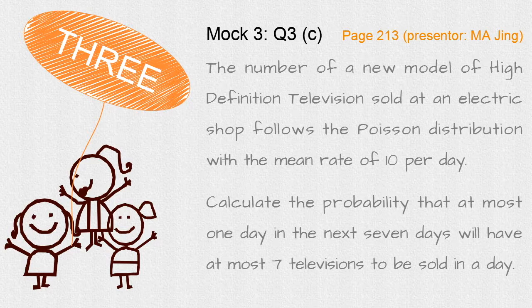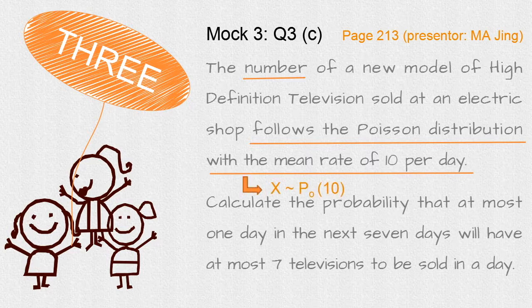The number of a new model of high-definition television sold in electric shops follows the Poisson distribution with a mean rate of 10 per day. In order to solve this question, we first need to identify the key words and the most useful information in this question. That is, the number of televisions follows the Poisson distribution with the mean rate of 10 per day. From this piece of information, we can get this.